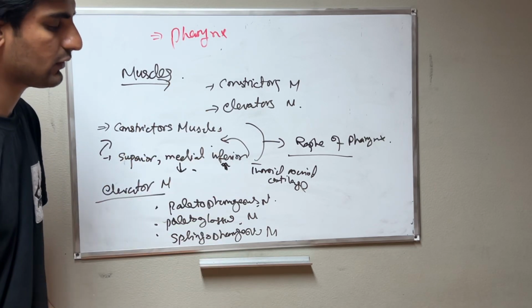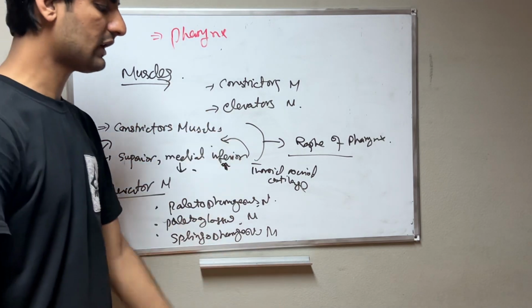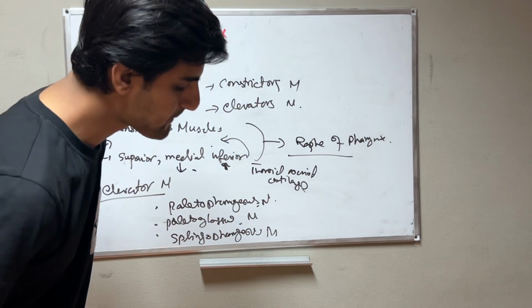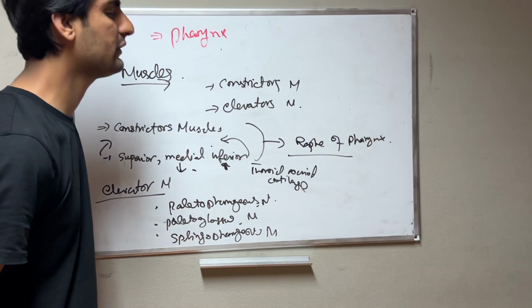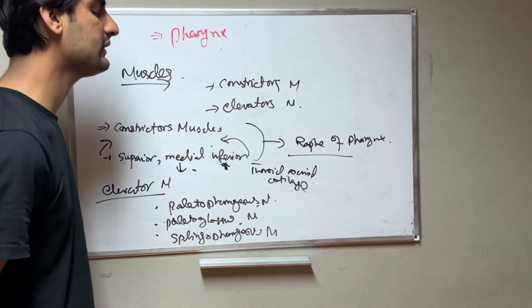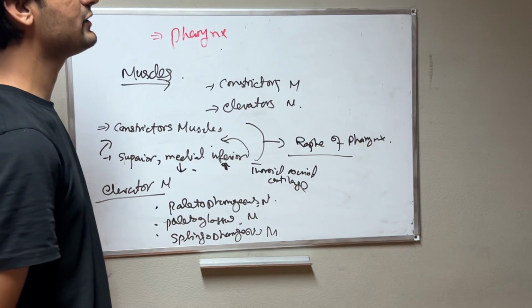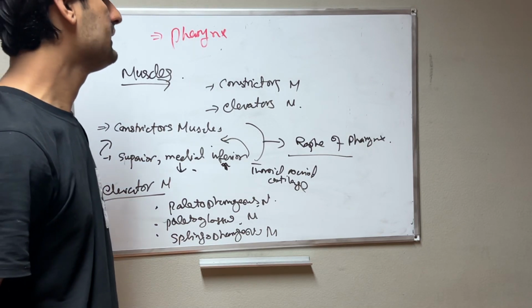It is an unpaired, tubular and muscular organ. Here we consider three parts: nasopharynx, oropharynx, and laryngopharynx. Nasopharynx means connection with the nasal cavity anteriorly through the choanae, and superiorly connection with the middle ear by the auditory tube.